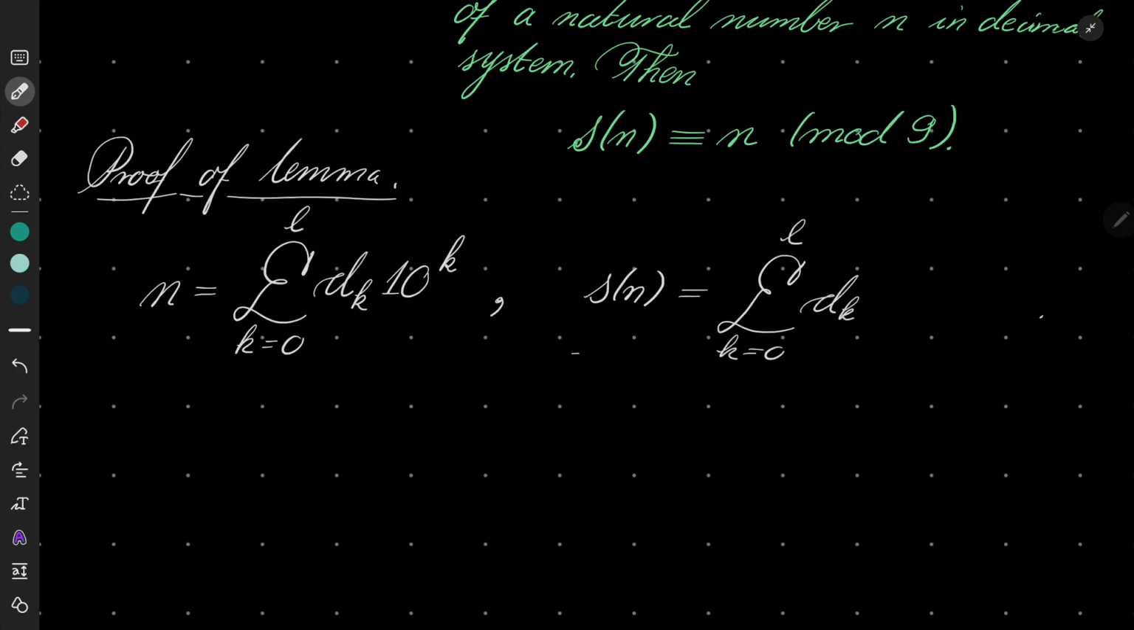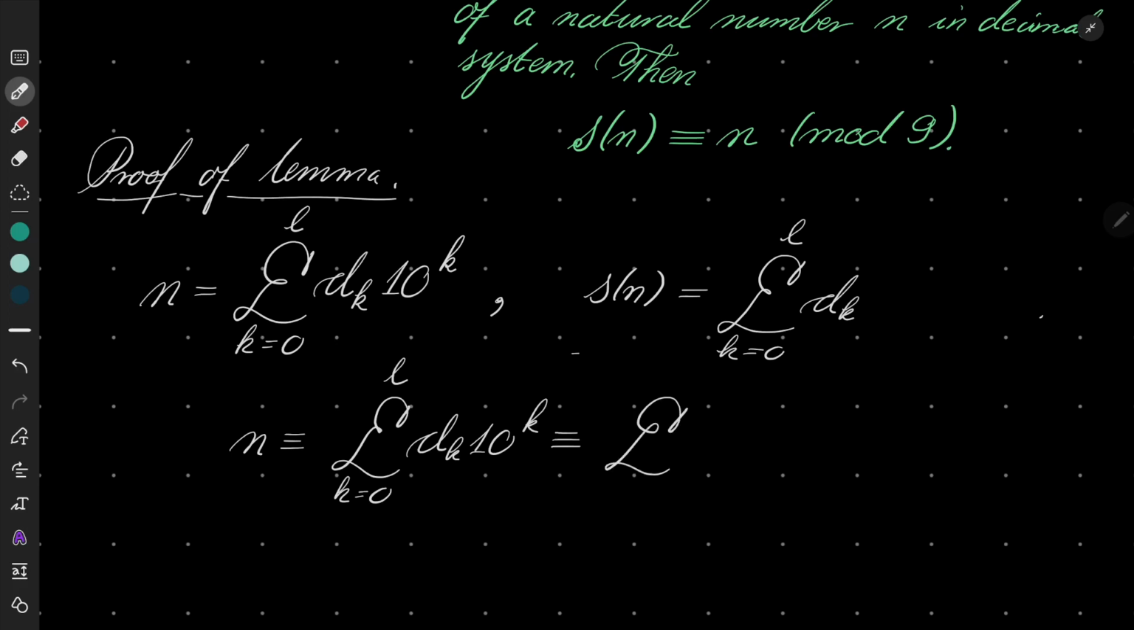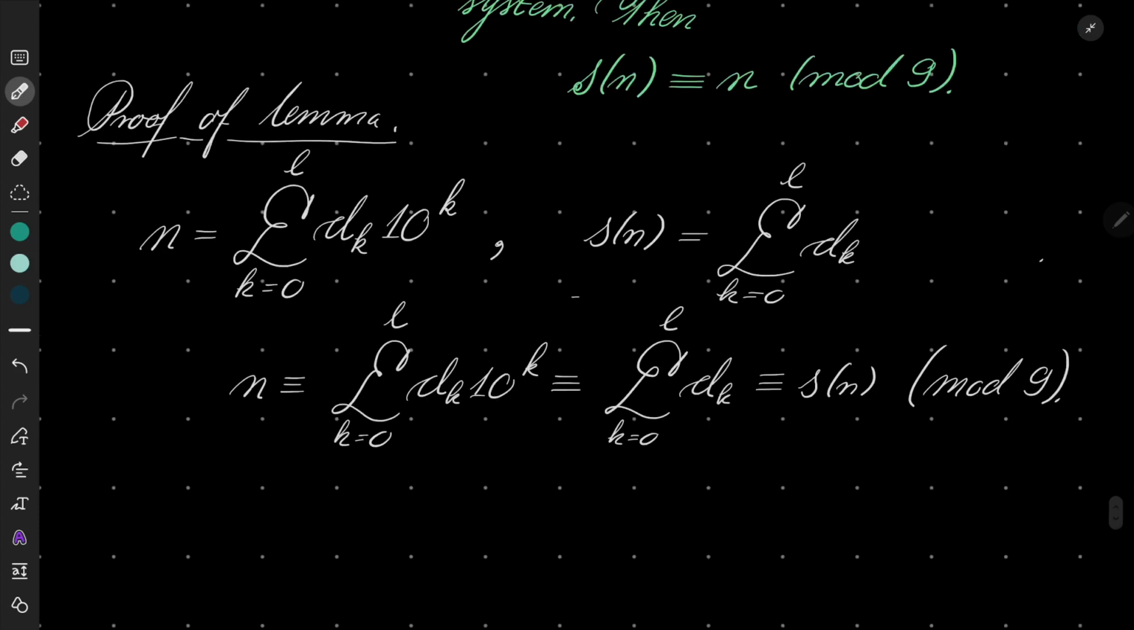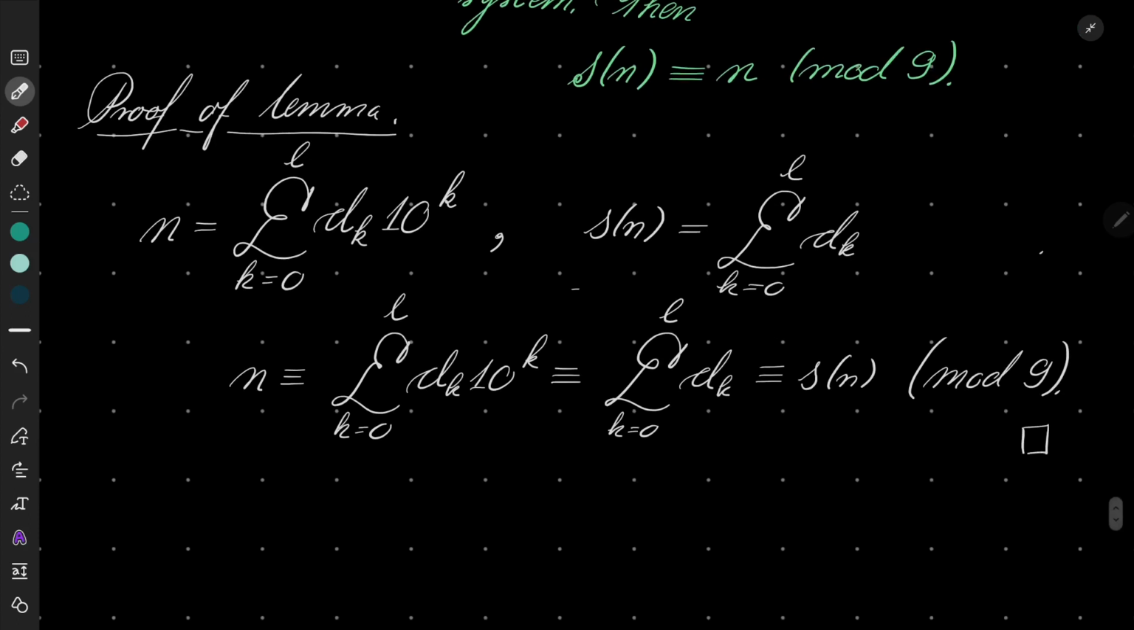And now let's look. n is congruent to the following sum, and 10 is congruent to 1. So it's congruent to the sum from k equals 0 to L of d_k, and that is just s(n). Of course, we are talking modulo 9. And that closes the proof of our lemma.